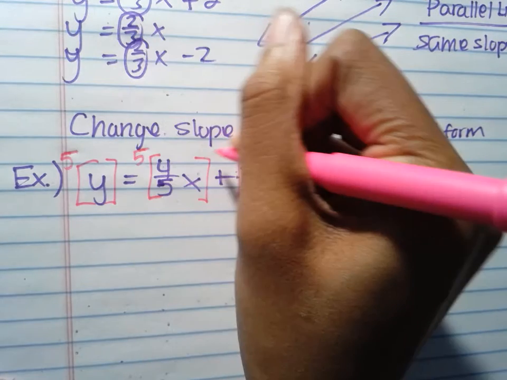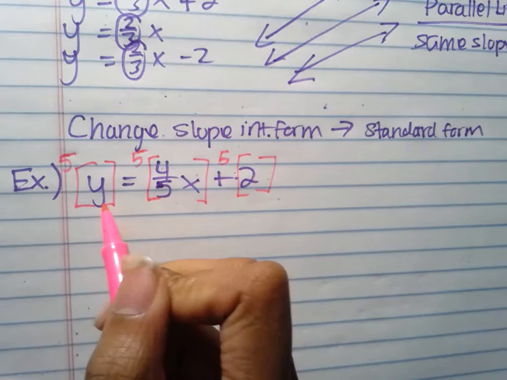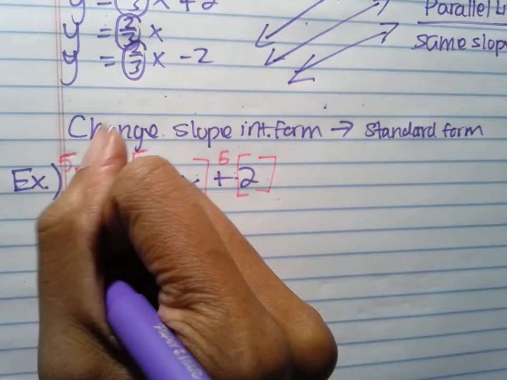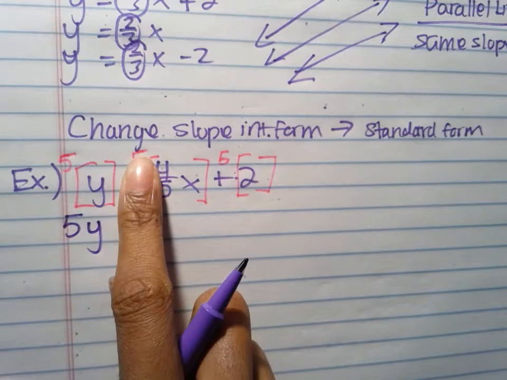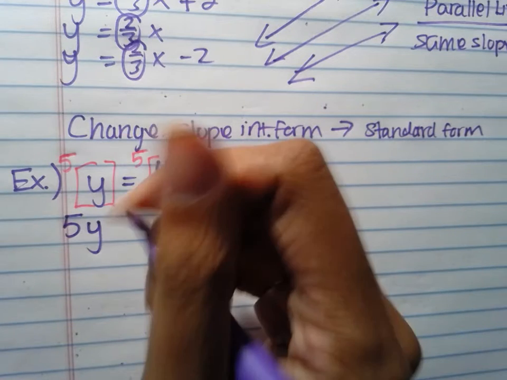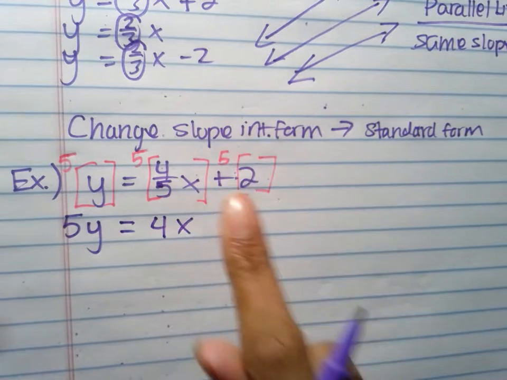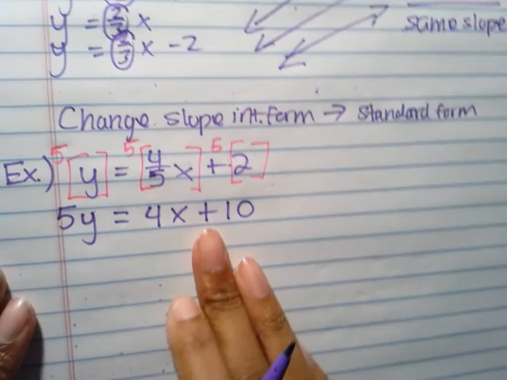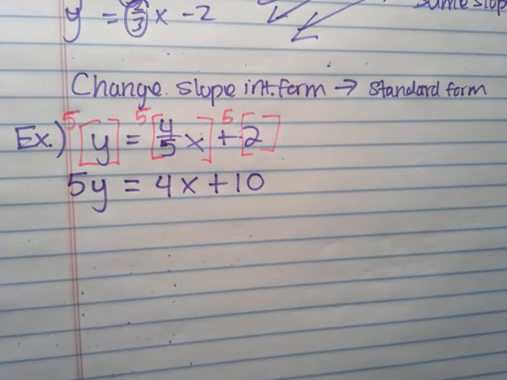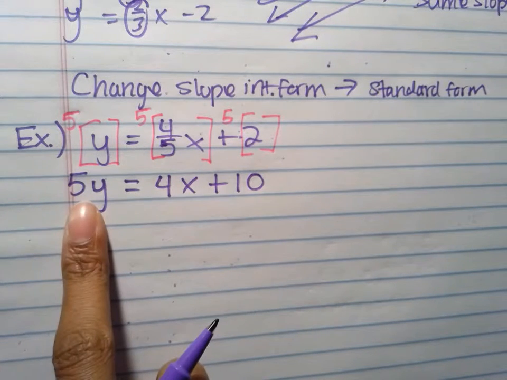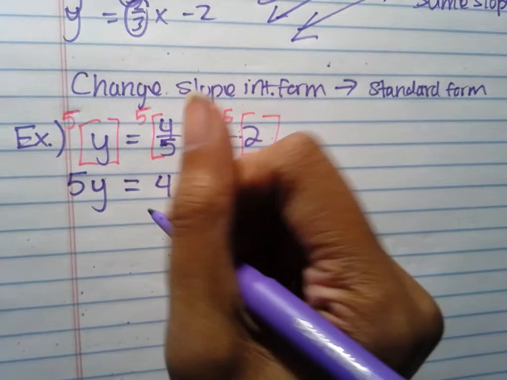Alright, so 5 times y is 5y. A trick here: when you have the same number on top and bottom, they cancel, so these 5's cancel each other out. So I'm left with 4x, and then 5 times 2 is 10. Now I want to get the x and y together on one side of the equal sign, so I'm going to do the opposite. Y is all by itself here, but I need to move this x over here, so I'm going to minus 4x on both sides.